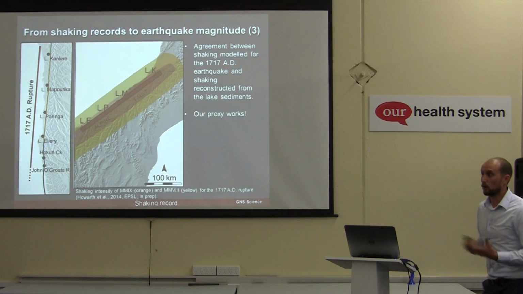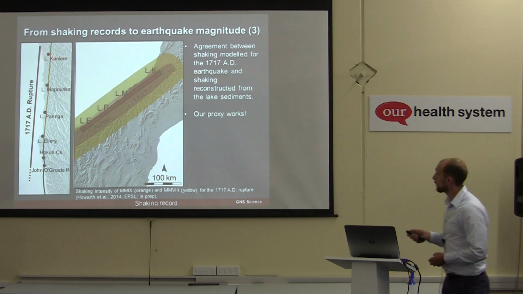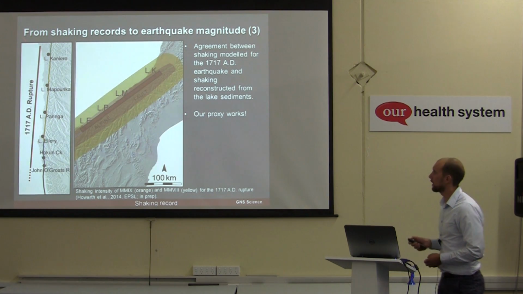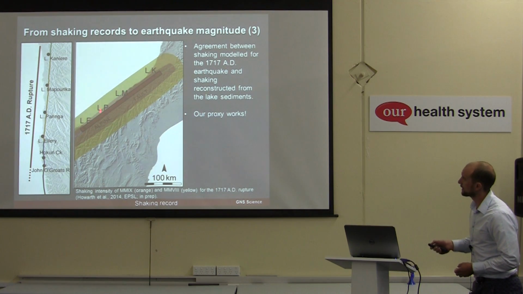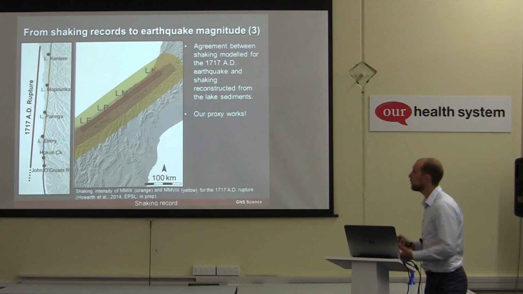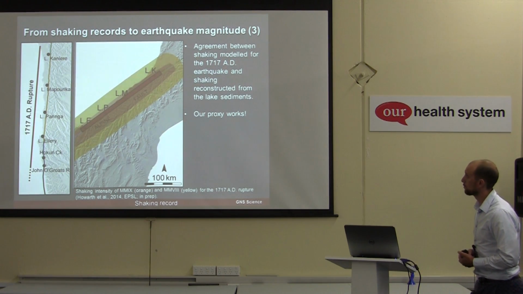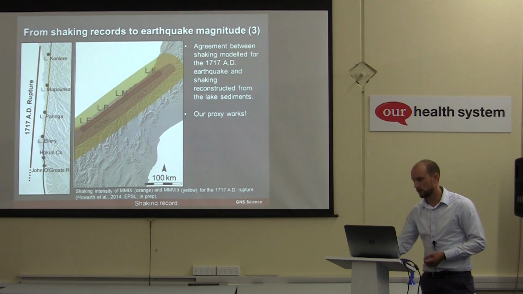Does our proxy, or approach, actually work? Well, because we've got really good constraint for how much of the fault ruptured during the last Alpine Fault earthquake, we can model the shaking intensities that would have occurred during that event. And here's the isoseismal of MM9 shaking in orange, and here's the MM9 shaking that we've reconstructed from the lakes during that 1717 earthquake. And you can see that they agree relatively well, which places confidence in the proxy approach we've developed. So that's how we go about it.